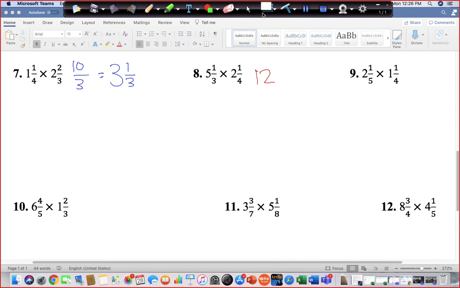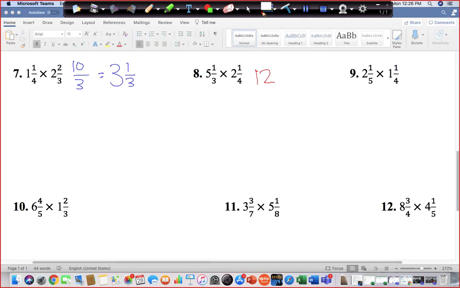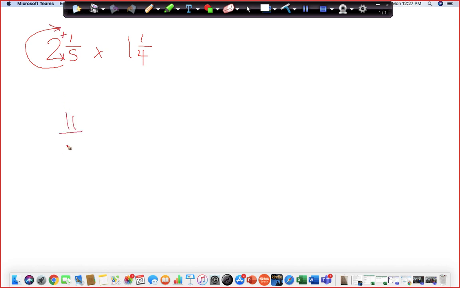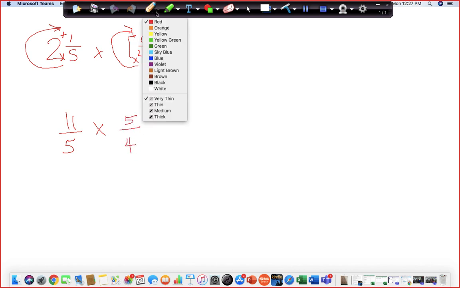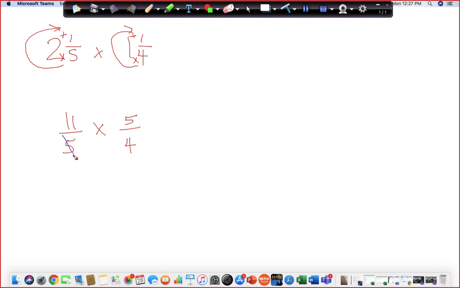Okay, the next question is 2 1/5 times 1 1/4. What was that again? 2 1/5 times 1 1/4. Okay, so 5 times 2 is 10, plus 1 is 11 over 5. Our denominator does not change. 4 times 1 is 4, plus 1 is 5, and again, our denominator does not change. We can cross cancel only one way. 5s can both be divided by 5. 5 divided by 5 is 1. 5 divided by 5 is 1.